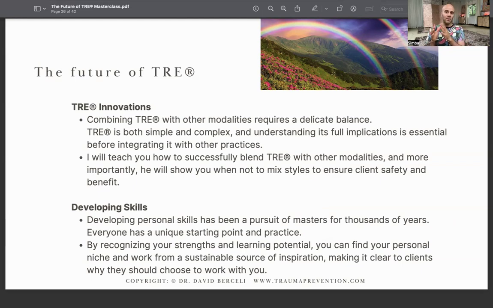So it's still a TRE session, but we bridge it and we continue to develop it and we innovate it. And we know exactly when we're adding too many things into a session, and then we just back it down to the basic of practicing TRE the way it was designed. And what I really like and what I'm doing and want to do more of is to teach people how to successfully blend TRE with other modalities. And more importantly, when not to mix styles so that you can ensure client safety and the benefits.